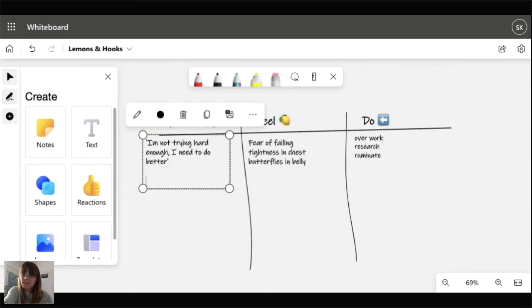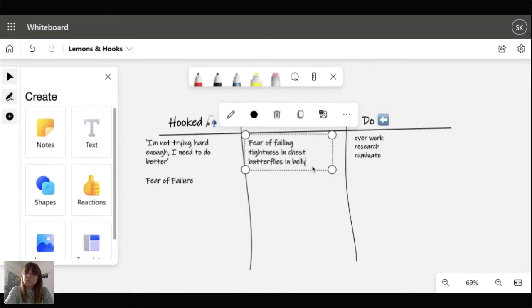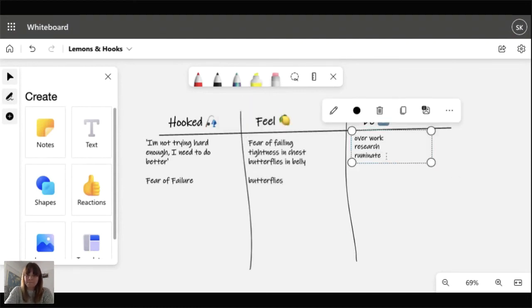Oh, I see there's fear of failure, Anders, thank you. And then what shows up, what's the lemon effect when that shows up for you, if you're willing to share? Butterflies, lovely, thank you. And then what do you do that you've noticed? What's the behaviour? Withdraw, yes, absolutely. Thank you.